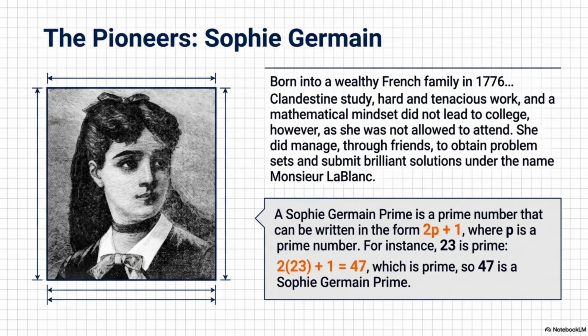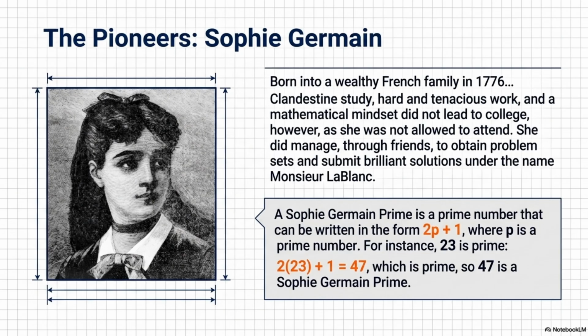And she left a massive legacy in the field of number theory, the Sophie Germain primes. Yes, a very specific structural relationship. The textbook defines a Sophie Germain prime as a prime number, let's call it P, that can be plugged into a very specific formula, 2 times P plus 1. If the result of that formula is also a prime number, then the original number is a Sophie Germain prime.